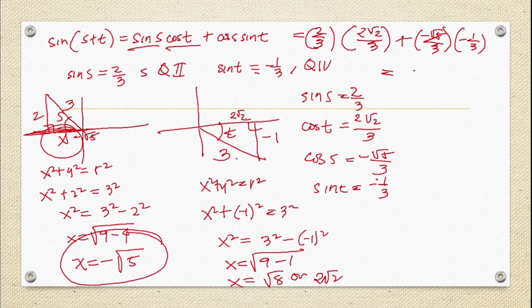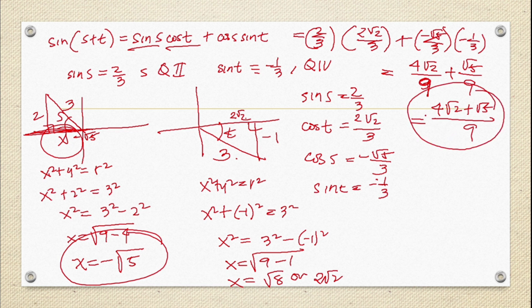So we have here 4 square root of 2 over 3 times 3, which is 9, minus a negative times negative, which is plus the square root of 5 over 9. So therefore we have here 4 square root of 2 plus the square root of 5 over 9. So this is the answer. This is the answer for the sum of s plus t.